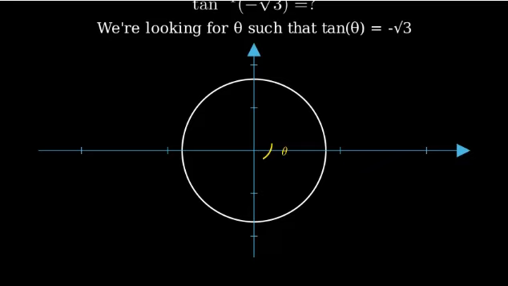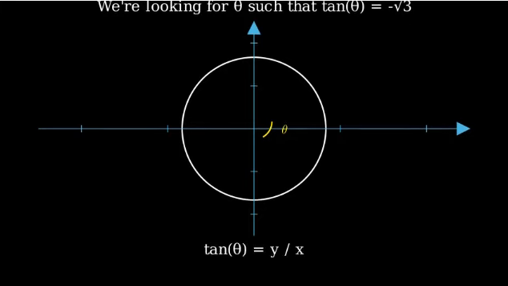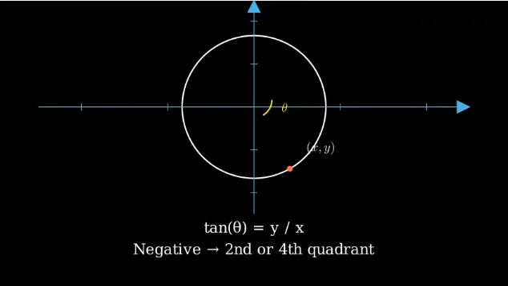In the unit circle, the tangent of an angle is the ratio of the y-coordinate to the x-coordinate of the point where the angle's terminal side intersects the circle. Let's mark this point. Now, we're looking for the angle where the tangent is negative square root of 3. The negative tells us we're in the second or fourth quadrant.